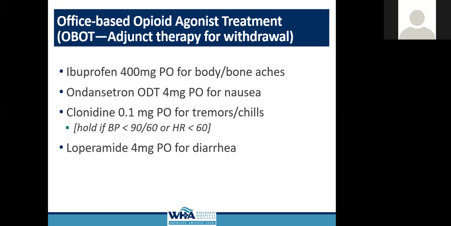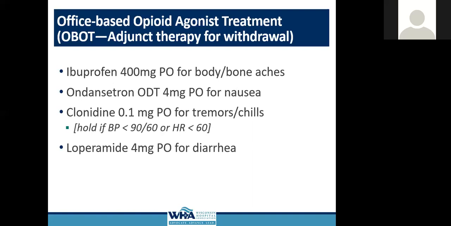Depending on your system, you might want to put a process in place where the patient can get ondansetron or Zofran as needed for nausea. That's 4 milligrams under the tongue, dissolving, oral dissolving tablet. Or for the patient with tremors or chills or tachycardia, clonidine 0.1 milligrams PO. I have heard of some centers that actually have little carry envelopes with these adjunct therapies in there, and the patient can take home their adjunct therapies as needed in case they do get withdrawal symptoms.